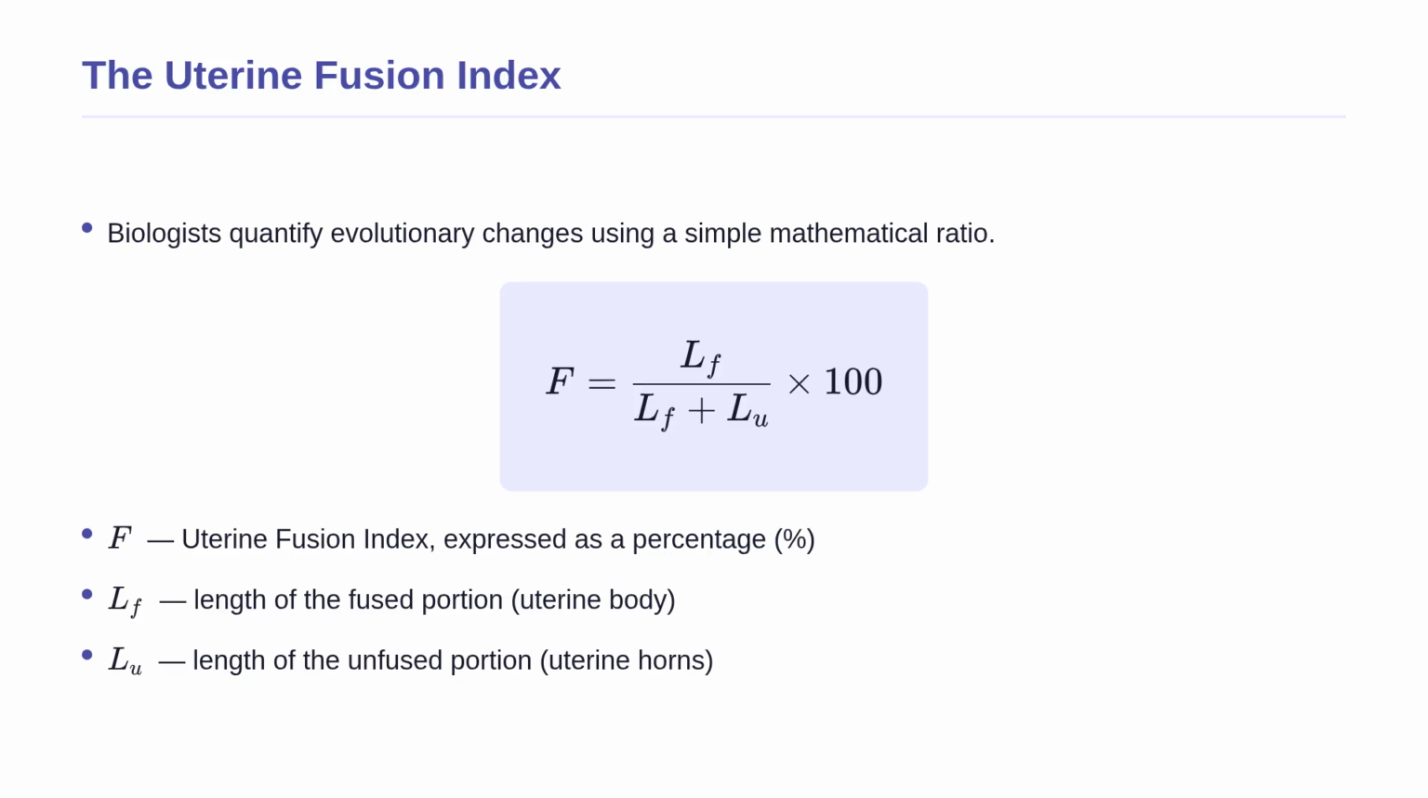As the unfused length decreases, the fusion index increases, allowing us to objectively compare a whale's uterus to a mouse's uterus.